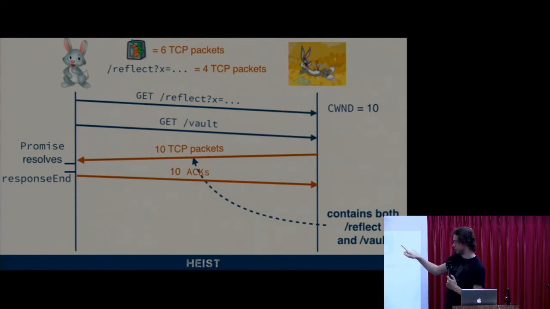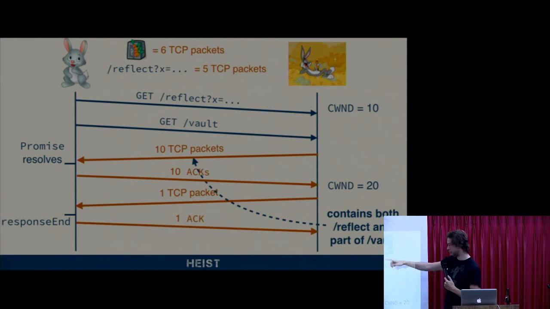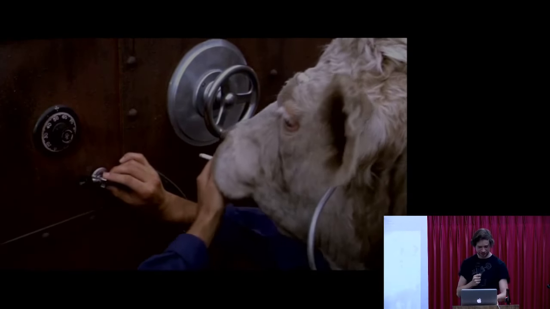Now, when he grows the size of the reflect, so it becomes 5 TCP packets, then he notices that now the difference between T1 and T2 is larger, because 2 TCP windows were required to send a response. And basically that allows attackers to open the vaults and perform their heist.